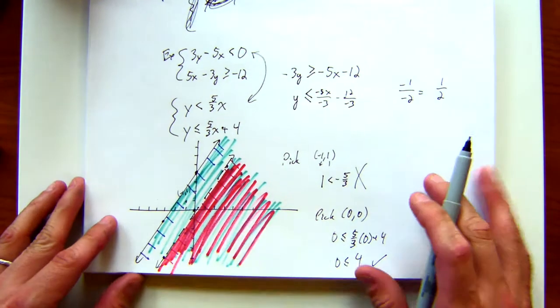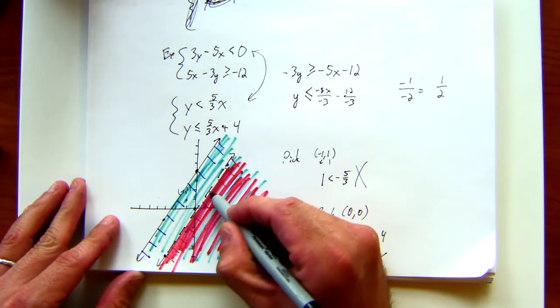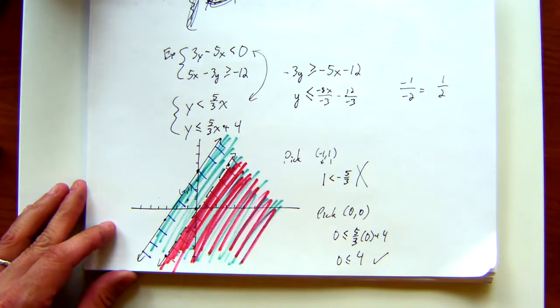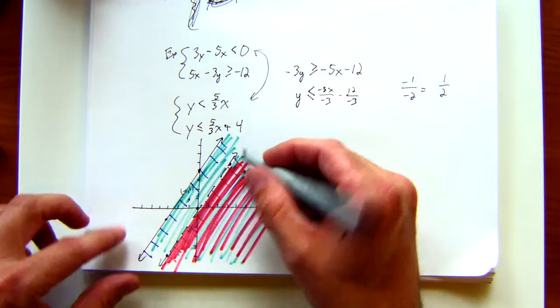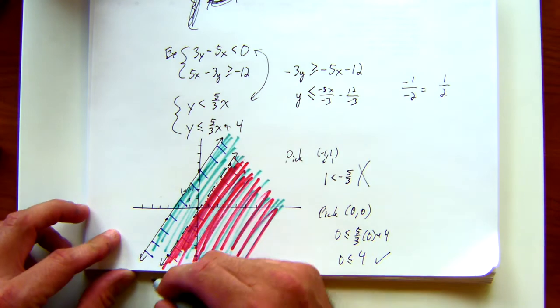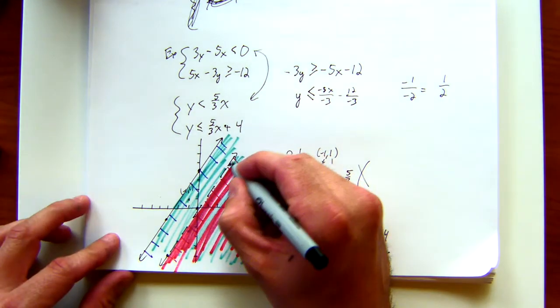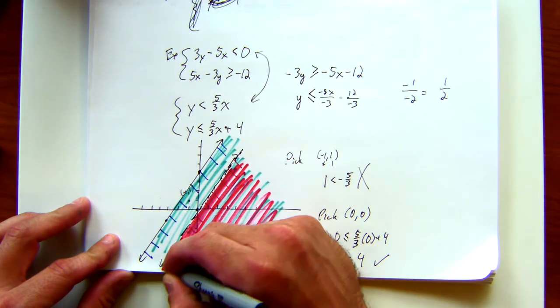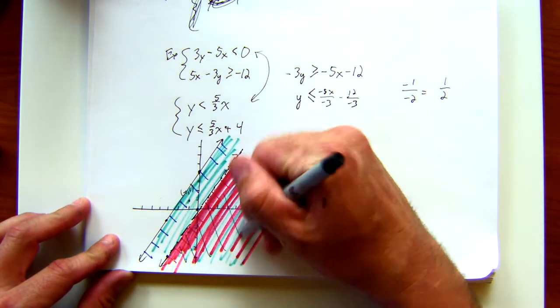Now the trick here, though, is what about this line? Would it be dotted or dashed still? Dotted, because the line is not included, right? So it would still be a dotted line. Your answer would be this line, dashed, and then all this shaded. Okay?